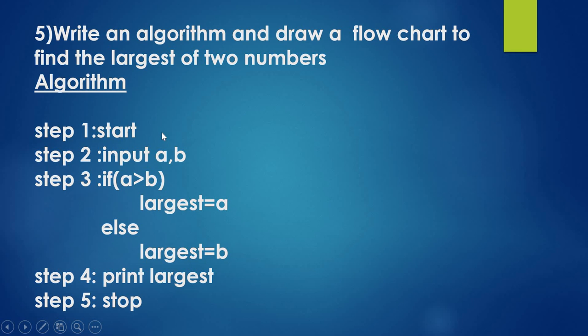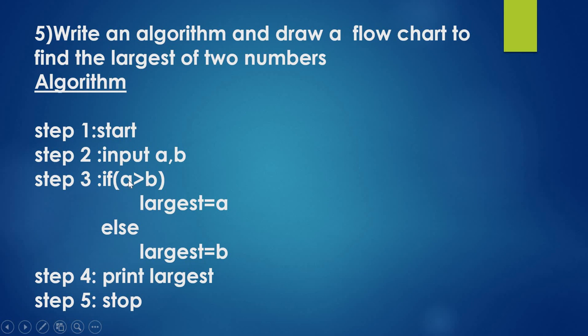Then next, one more example. Suppose A is equal to 2 and B is equal to 10. Then again it will check the condition. If 2 greater than 10, is it correct or wrong? That is wrong. So which one will execute? This else part will execute. Then largest is equal to B, that is 10.